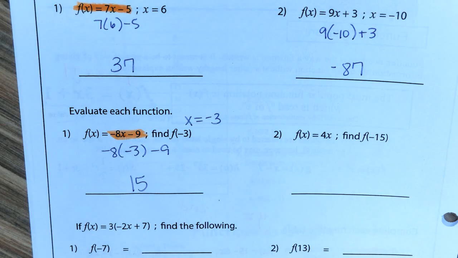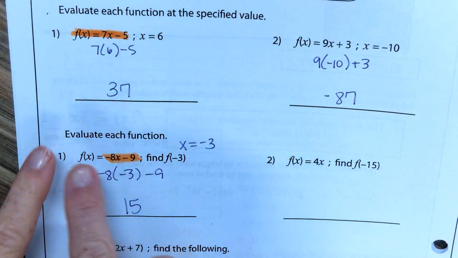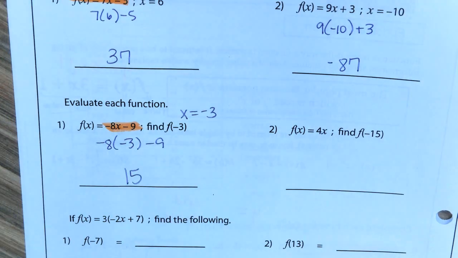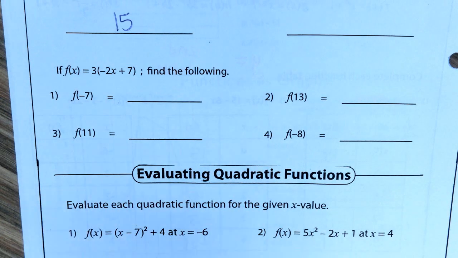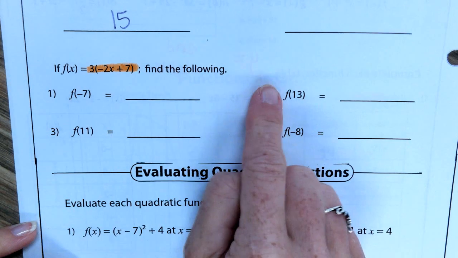So again, it could say fill out the table. It could say evaluate when x equals. It could say evaluate when f of negative 3. And it all means plug them in for x. Got it? This one down here gives you a function and wants you to evaluate for each of these.